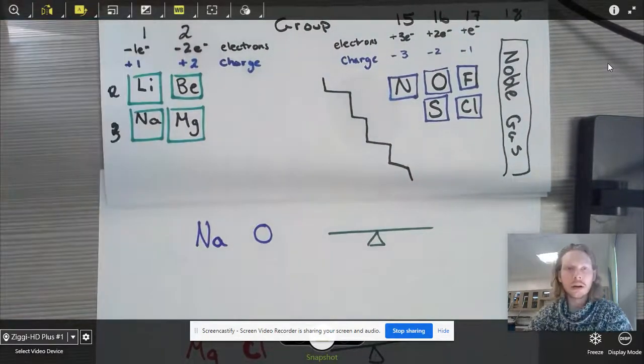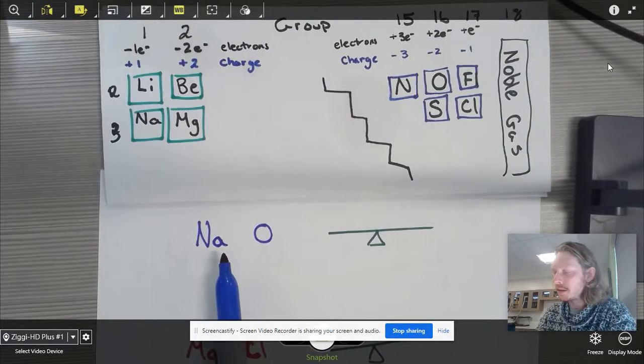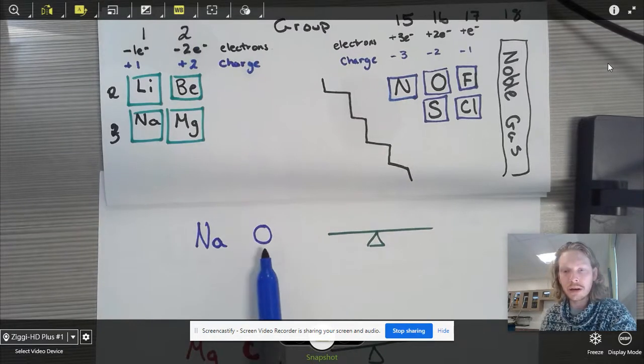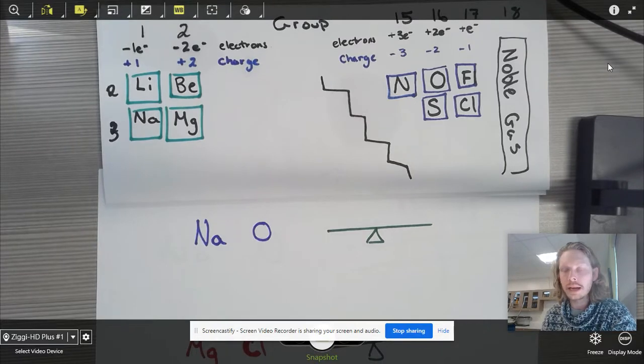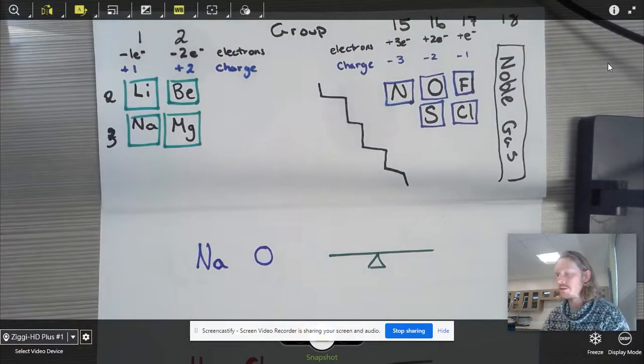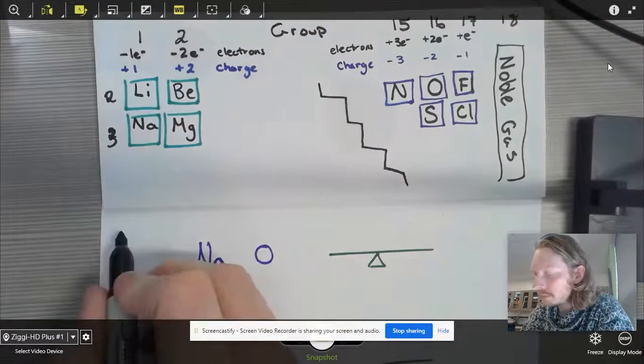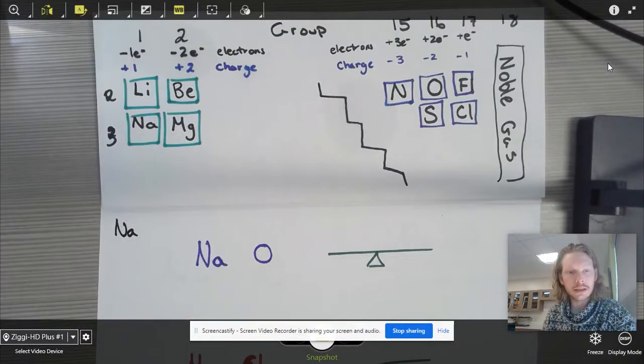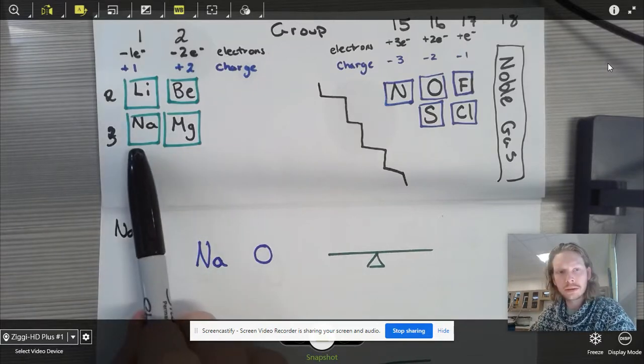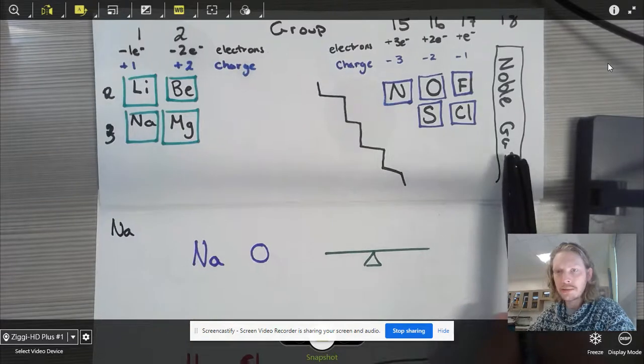And our job is to balance this compound, to figure out how many sodiums and how many oxygens we're going to need. Okay, and it has everything to do with the charge. So first we need to recognize what the charge of sodium is going to be. So let me just get a different color here. Sodium, right? So sodium is in group 1.